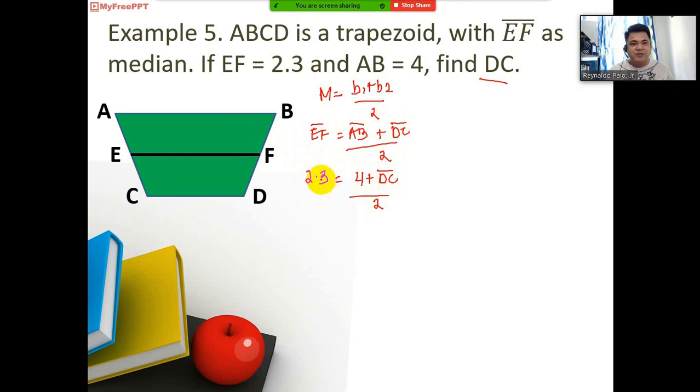For us to simplify this, we just simply apply cross multiplication. 2.3 times 2 is 4.6 equals 4 plus segment DC. That's it.